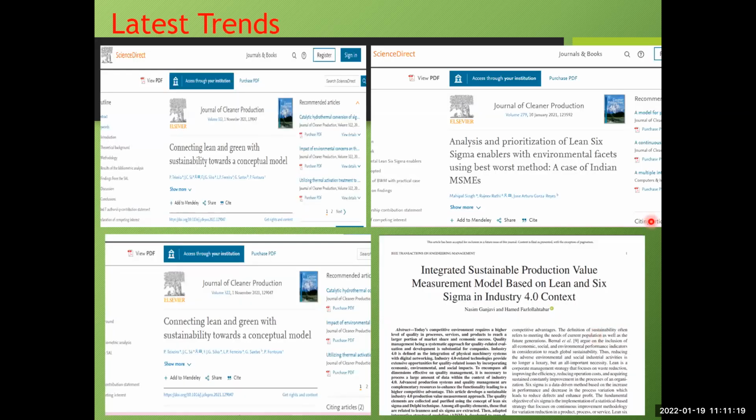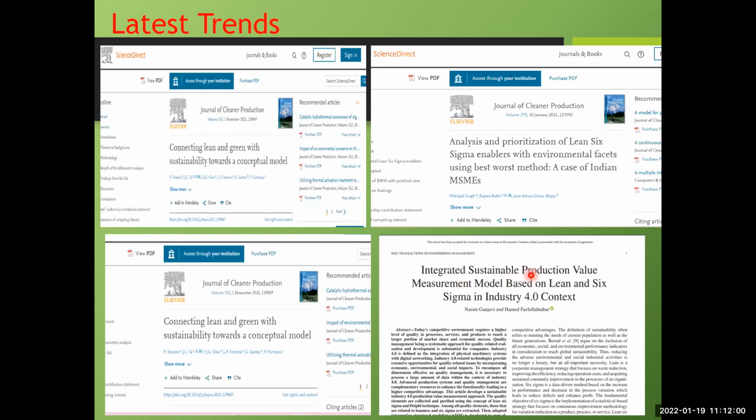Let's see the latest trends in research, what is going on in the sustainability field. In the Journal of Cleaner Production, all the articles are from 2021: connecting lean and green with sustainability towards a conceptual model. So without lean, we cannot imagine sustainability. Triple bottom line. And analyzing and prioritizing Lean Six Sigma enablers with environmental facets: a case of an Indian MSME.